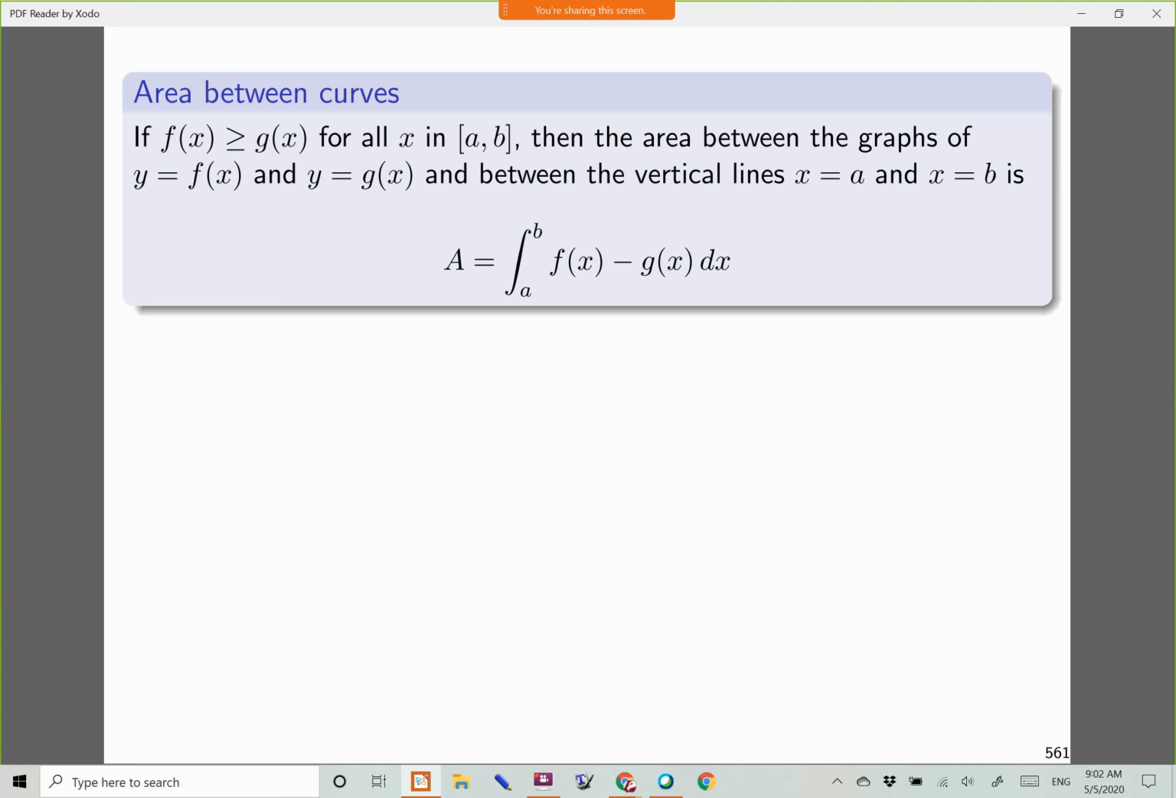Area between two curves. If you have f of x greater than or equal to g of x for all x in an interval from a to b, then the area between the graphs of y equals f of x and y equals g of x, and between the two vertical lines x equals a and x equals b, is given by this. So this was the idea we were discovering by example just a moment ago. And that area we'll call capital A here.